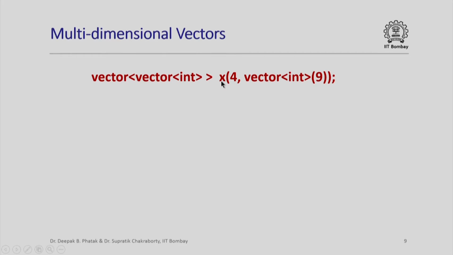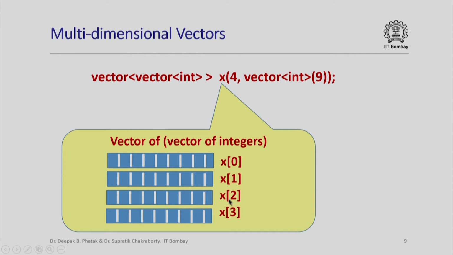So here I am saying that x is a vector of size 4, each element of x is going to be a vector of integers, and each of the 4 elements of x are going to be initialized by whatever this constructor function returns. And what does this constructor function return? It returns a vector of integers of size 9. So therefore x is a vector of size 4 and each element of x is initialized with a vector of integers of size 9. So that is what I have shown here.